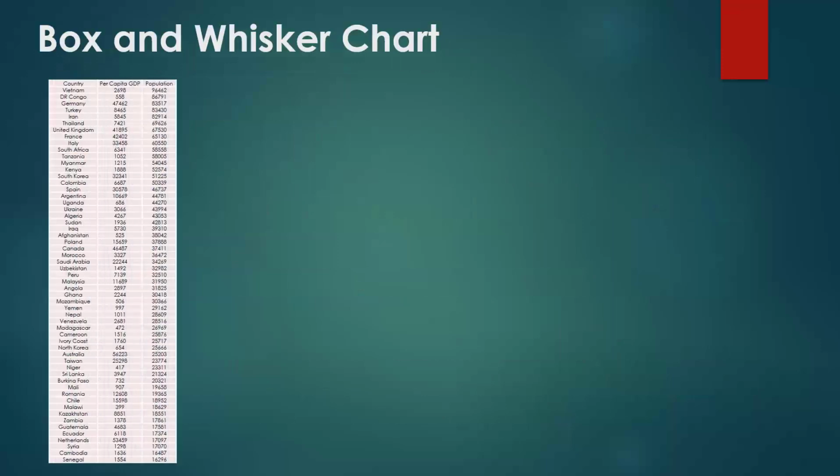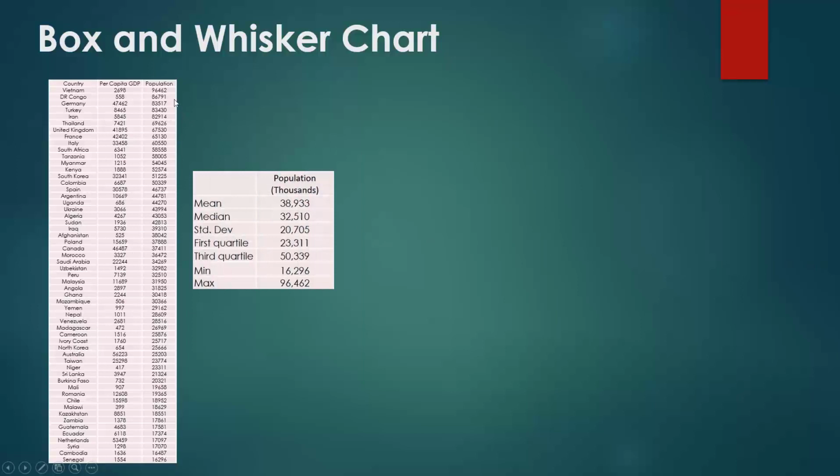Suppose I have this data with two quantitative variables. I will first do a box and whisker chart for the population on this slide, and on the next slide I will show a box and whisker chart for the per capita GDP column. We don't need this other column to show a box and whisker chart because it's only for a quantitative variable. If I describe the distribution of population using just numbers, I can say the mean of these values is 38,933, and then give the median, standard deviation, first and third quartiles, min value, and max value.